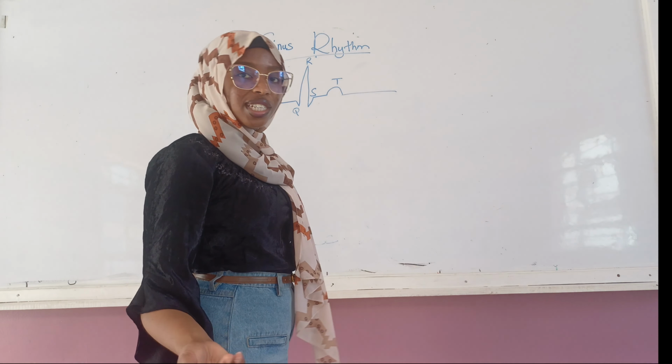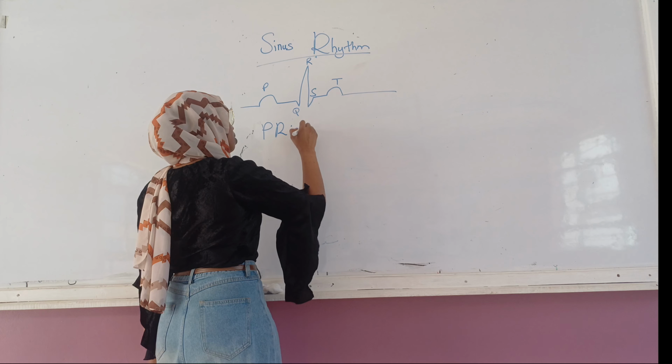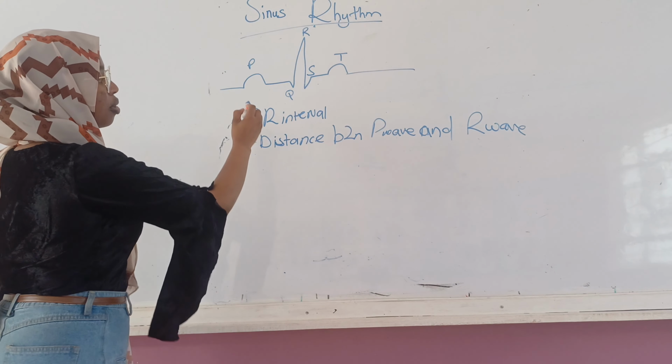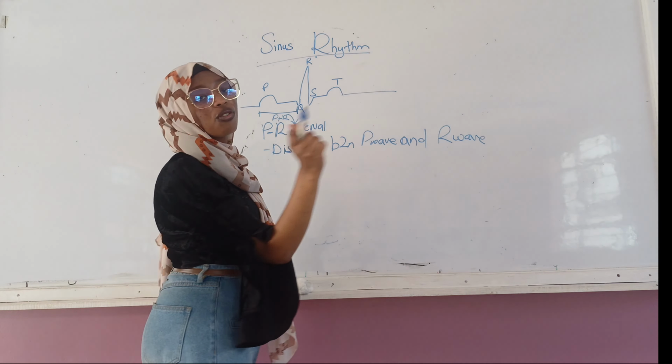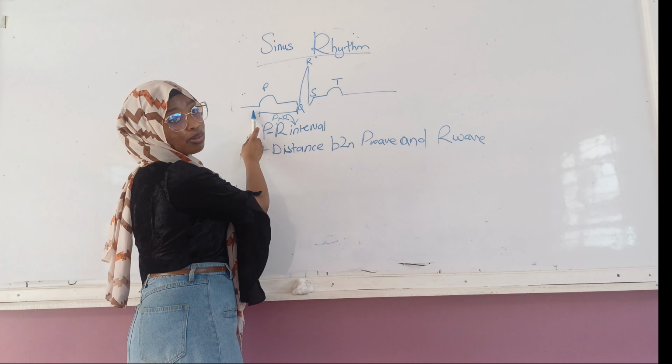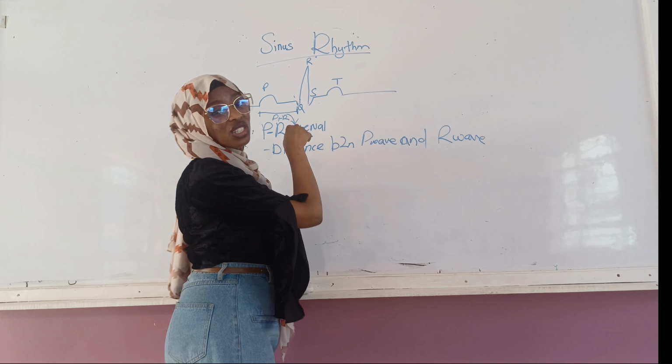Now let's go into details to discuss the sinus rhythm. In the sinus rhythm, we have the PR interval. This is the distance between the P wave and the QRS complex. It's measured from right at the beginning of the P wave up to where the QRS complex is about to start.